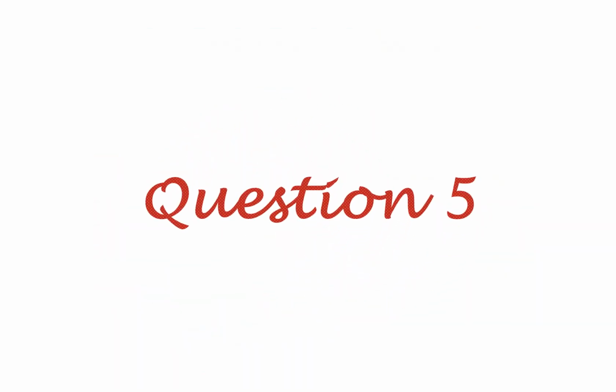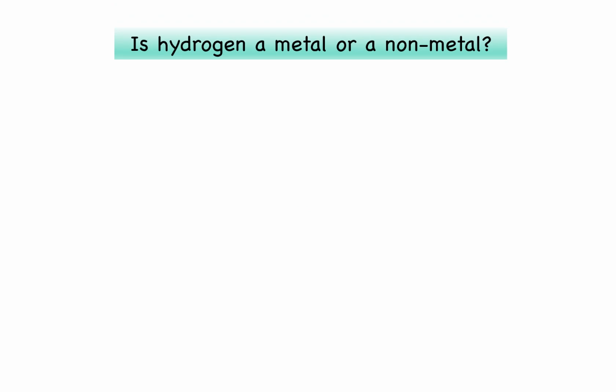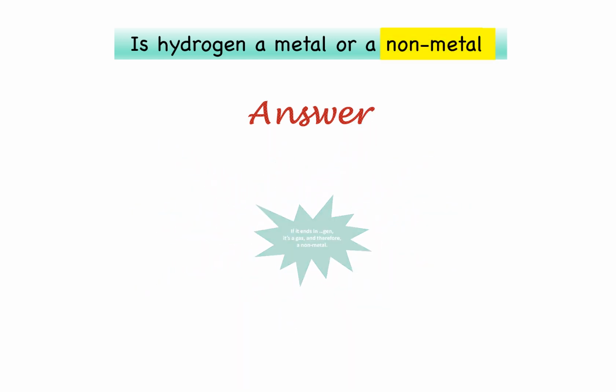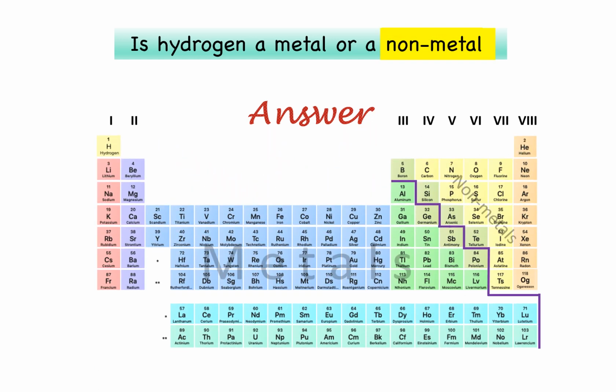Question 5. Is hydrogen a metal or a nonmetal? Based on its name, hydrogen, which ends in -gen, is a gas, and therefore a nonmetal. Its location on the left-hand side of the zigzag line on the periodic table might indicate that it is a metal, so you just need to remind yourself that it belongs to the other side.